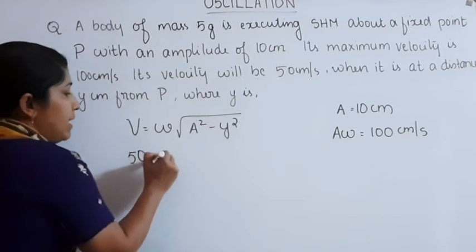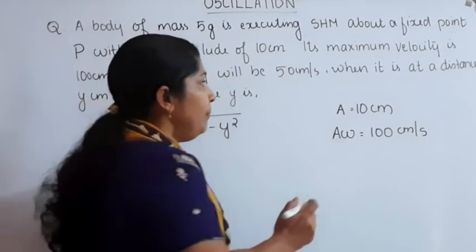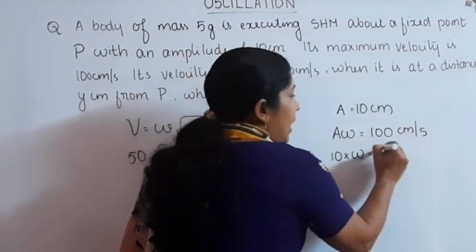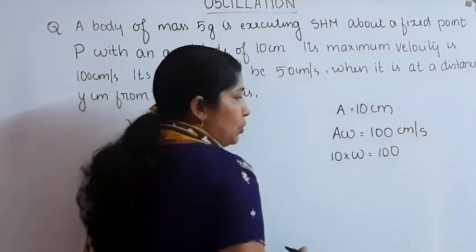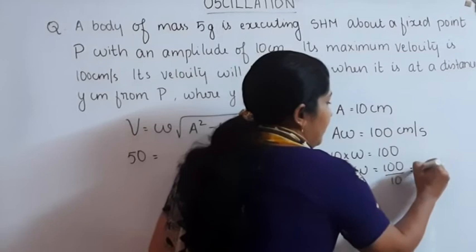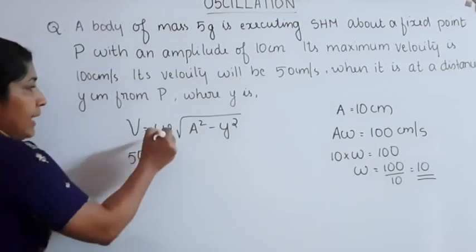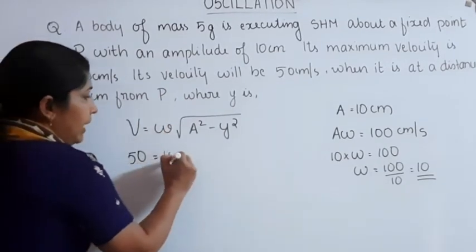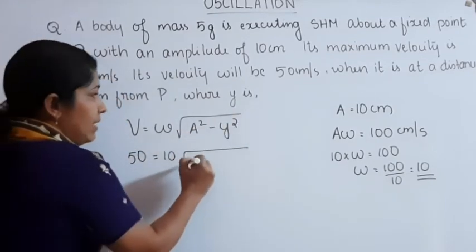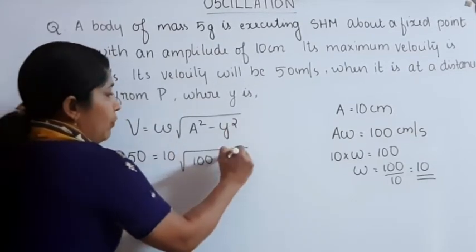Therefore, 50 centimeter per second is equal to omega into root of a square minus y square. What about omega? Omega can be found from here. Here A is equal to 10. 10 into omega is equal to 100. Then omega is equal to 100 divided by 10, that's equal to 10. Then omega is equal to 10. Then we can substitute that value of omega here: 10 into root of a square. Amplitude is equal to 10 centimeter. Then 10 square is equal to 100. 100 minus y square. We want to find out y.